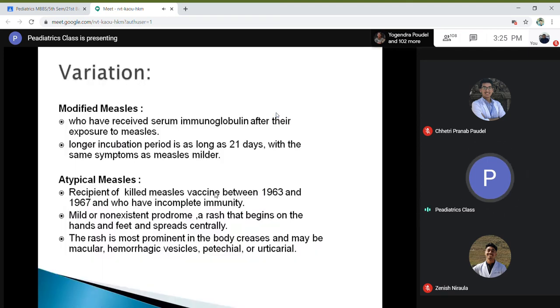Now there is also a modified version of the rash, which no longer exists. That is after exposure to measles, somebody could have been given immunoglobulin. Those will have a longer incubation duration, an atypical, not the classic variant of the clinical manifestation, maybe up to 21 days, a milder form. Another is the atypical rash. Between 1963 and 1997, a killed vaccine was used. The rashes would be prominent in the creases, maybe macular, hemorrhagic, vesicular, so many types, which is not the classical form of measles. We don't use the killed vaccine nowadays; this is the historical part.